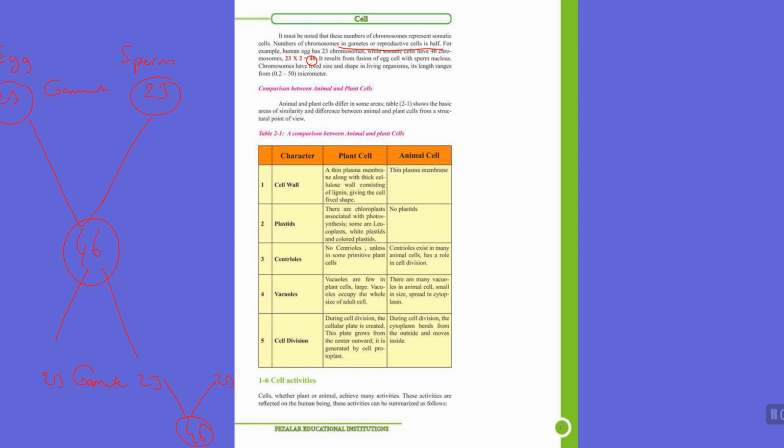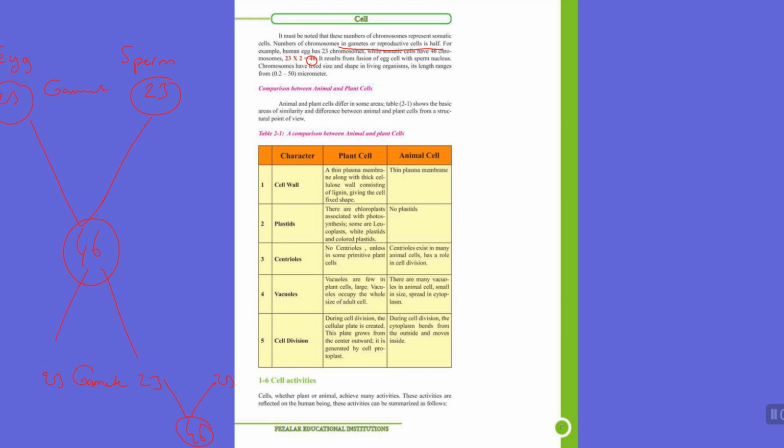Comparison between animal and plant cells. Animal and plant cells differ in some areas. You may remember when we studied organelles, the cell wall and different organelles, we talked about whether they are found just in plant cells or animal cells. This shows the basic similarities and differences between animal and plant cells from a structural point of view. This comparison is important, and it's one of the most frequently asked questions in the ministry exam.